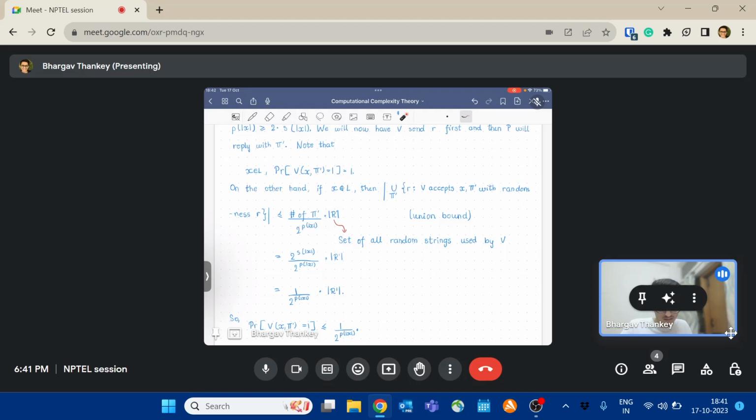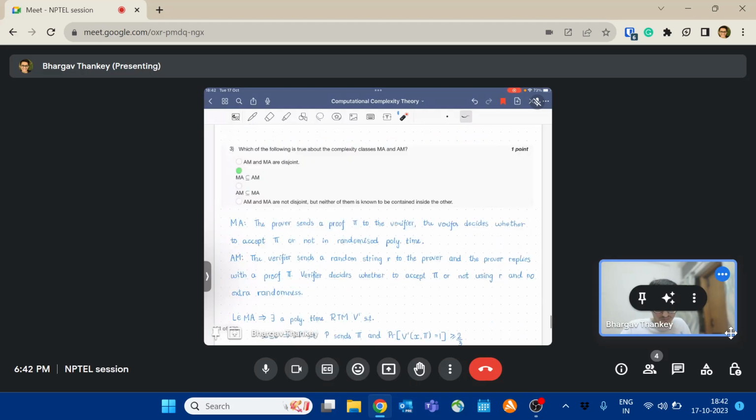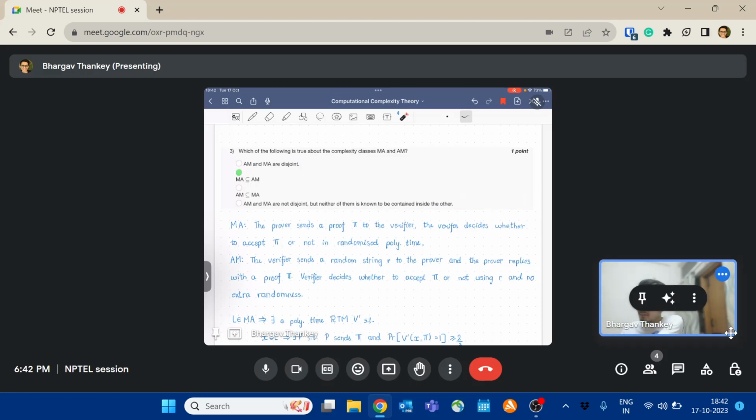Yeah, so because of this, we can say that if L is in MA, then L is also in AM, and so MA is a subset of AM. So that already proves that A and D are wrong.